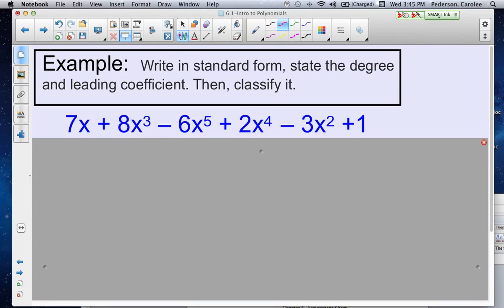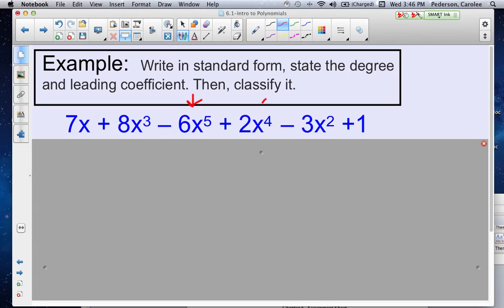So it's the same question again, but now we have more terms. So I want to put this in descending order. I look for the highest term. See if you can find the highest term. You should have gotten right here. So we know that that's the highest term, and then we put the rest in descending order.